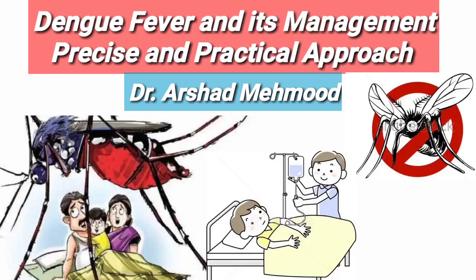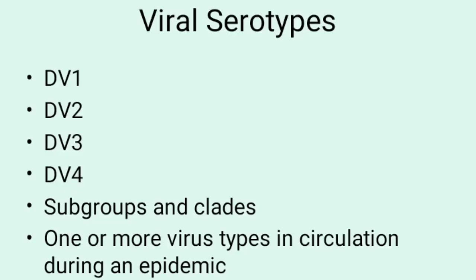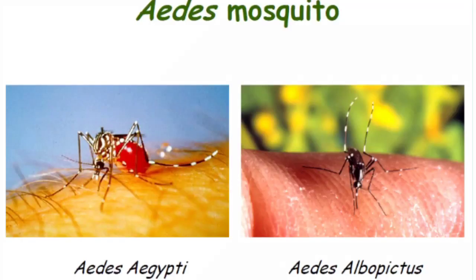So a brief review of dengue. Dengue is a fever caused by a viral illness, and the virus infects through the mosquito. There are four types of dengue. There are four dengue serotypes. These are divided as DV1, DV2, DV3, DV4, and these may have further subgroups. So how does dengue spread? Basically, it spreads by the mosquito, and the species are Aedes aegypti and Aedes albopictus.